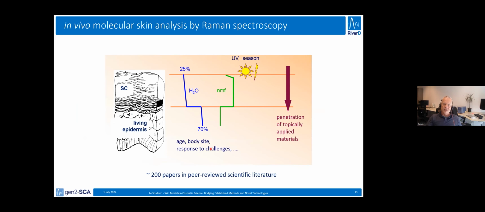So this has been used, not because I want to top Arnaud Dubois, who talked about 100 papers, this is coincidence, there's about 200 papers currently in the scientific literature where this type of information has been used to look, for instance, at the effects of UV exposure or the changing of the climate through the seasons on the distribution and the molecular composition of the skin, as well as the effects of aging, the different anatomical locations, and the response of the skin to various challenges.